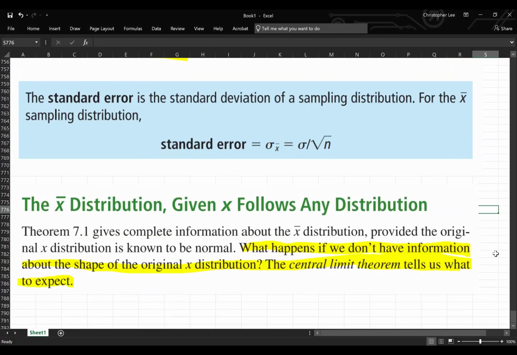So the X bar distribution, given that X follows any distribution. Theorem 7.1 gives complete information about the X bar distribution, provided the original X distribution is known to be normal. What happens if we don't have information about the shape of the original X distribution? The central limit theorem tells us what is to be expected.